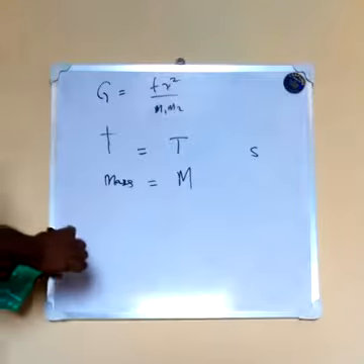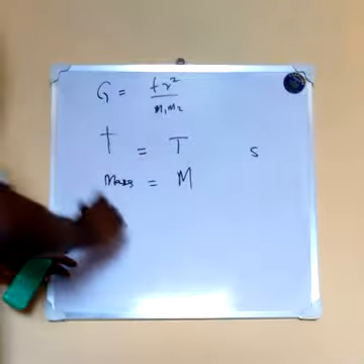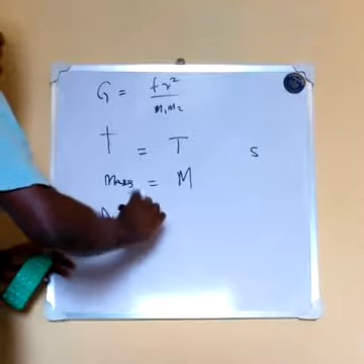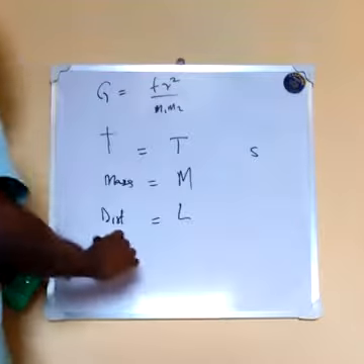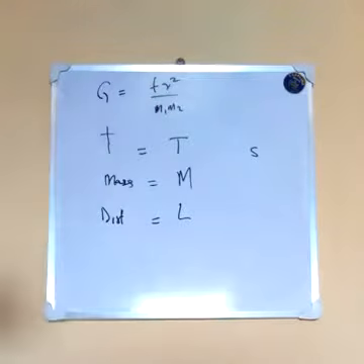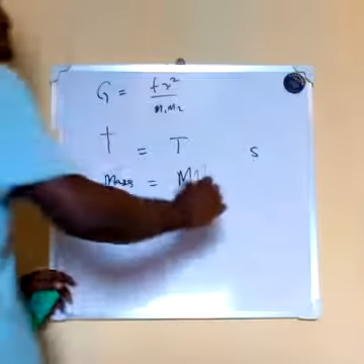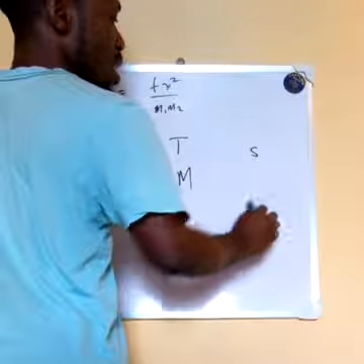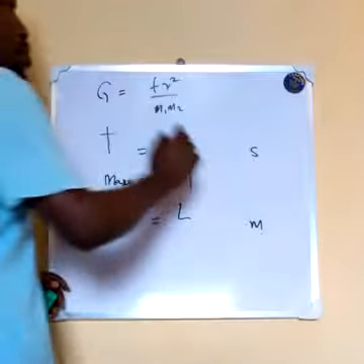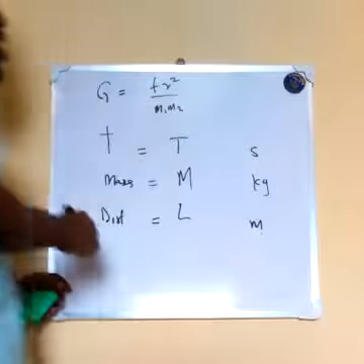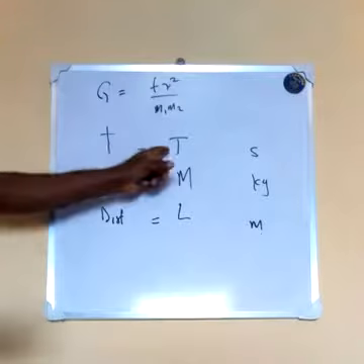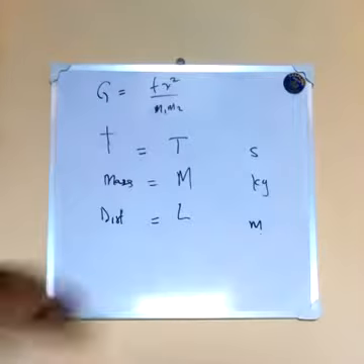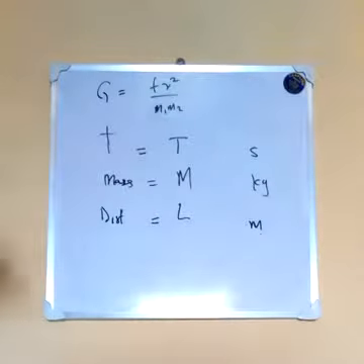Then you have the next one, which is distance. Distance is dimensioned as what? As L. So when you have distance, it is taken as L, and the unit is meter. That is the unit of distance, meter. So your mass is in kilogram. That is how you get it. So these three parameters are very important. Upon the three, other quantities are built.